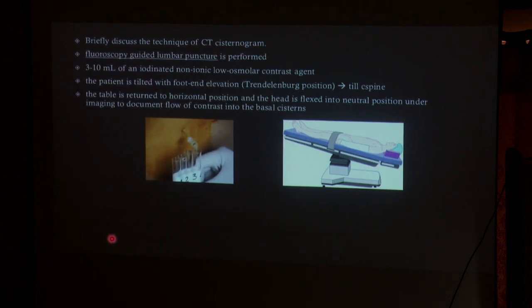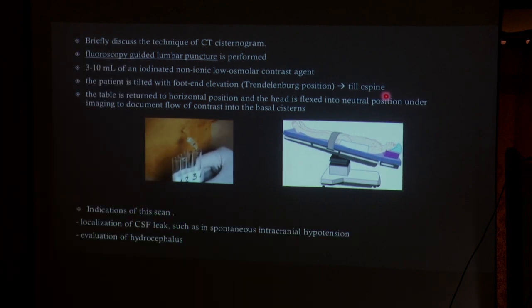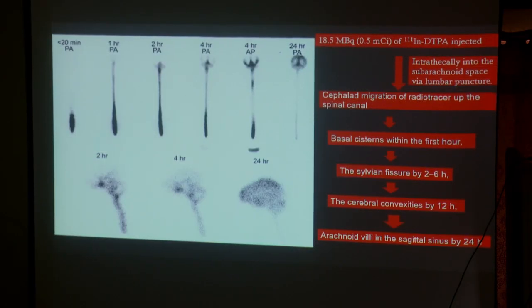CT cisternogram, I think all of us will know this. A lumbar puncture has to be done, the sample is collected, and 3 to 10 ml of iodinated non-ionic low osmolar contrast agent is injected. The patient is kept in head down position, and this is maintained till it reaches the C-spine. Then the patient is positioned horizontally, and other maneuvers like sneezing or Valsalva can be done to demonstrate the CSF leak. The indications of radionuclide cisternography are localization of CSF leak and evaluation of hydrocephalus.